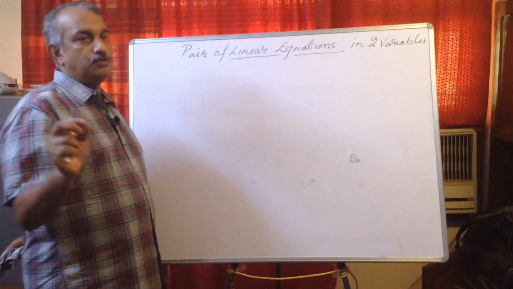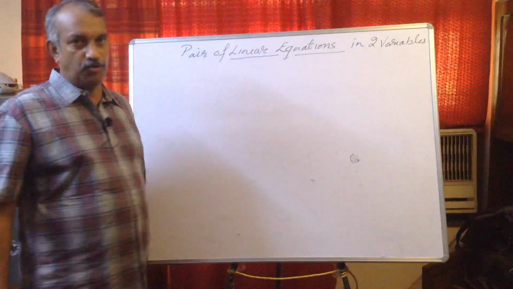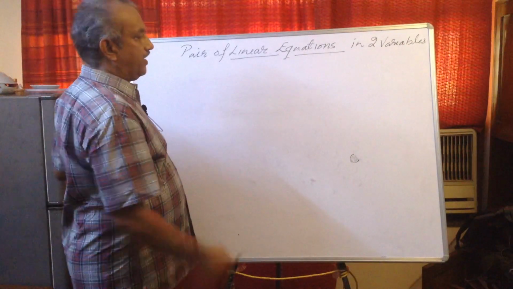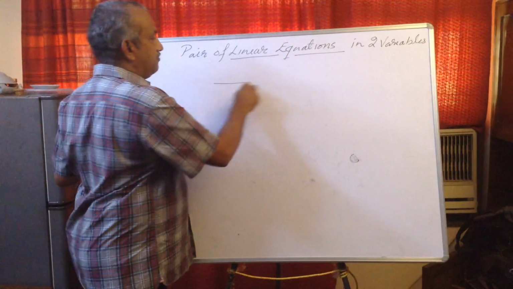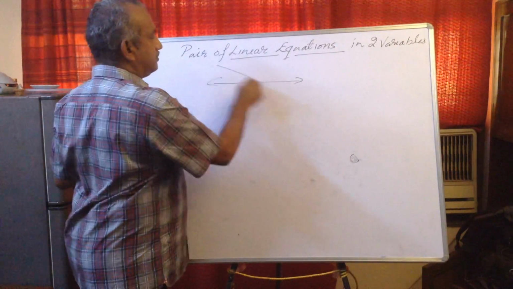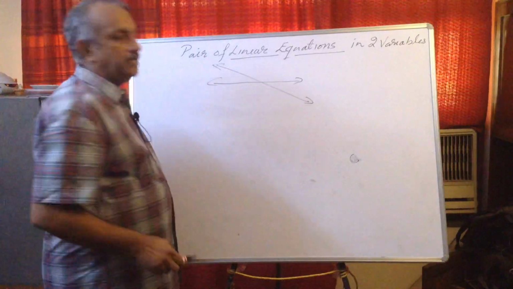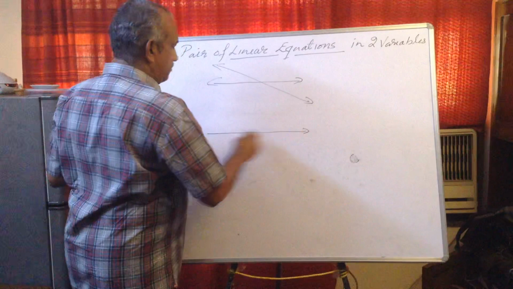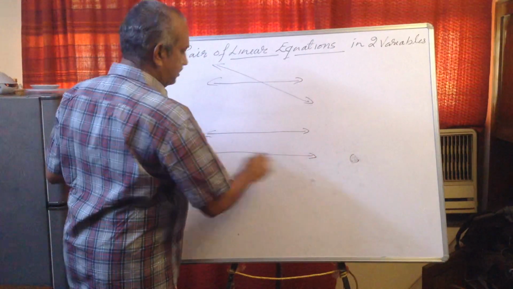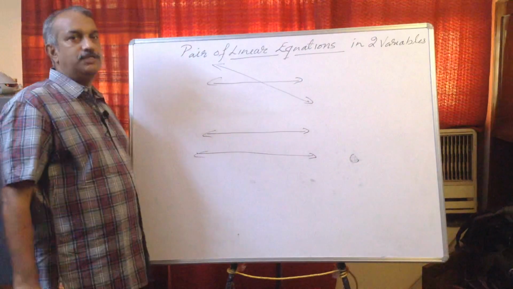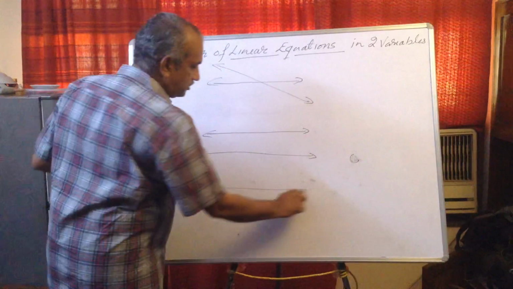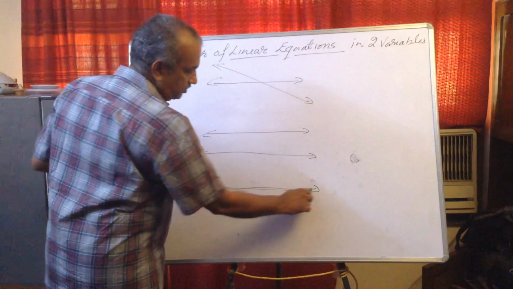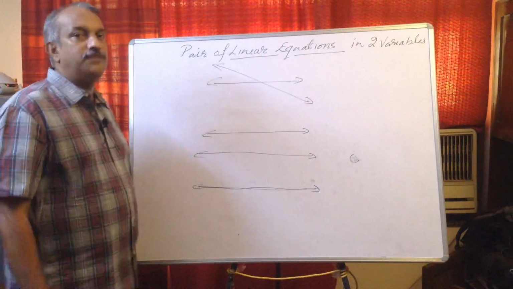When we draw 2 lines in a plane, suppose on this board I am drawing a pair of lines, it can be one line like this, second line like this. They may be intersecting at one point. The second possibility is they may be parallel to one another, not intersecting. And the third possibility is one may be over the other, the second one is also over this one, then we say coincident.